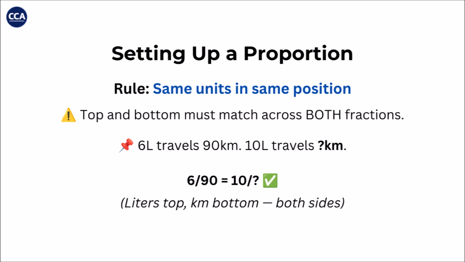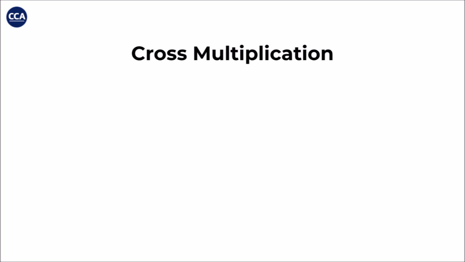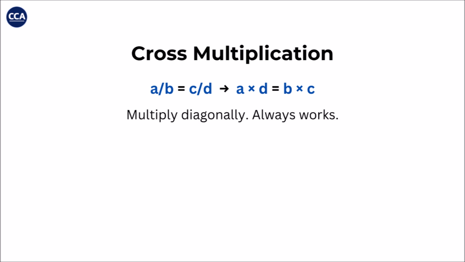Now, let's solve it. The most reliable method for solving proportions is cross-multiplication. Here's how it works. In a proportion, A/B equals C/D. Multiply diagonally across the equals sign: A multiplied by D equals B multiplied by C. This always works, every time, for any proportion.